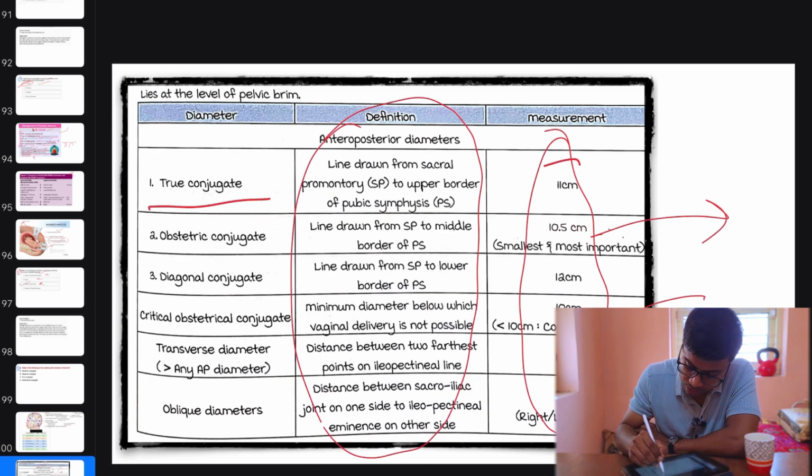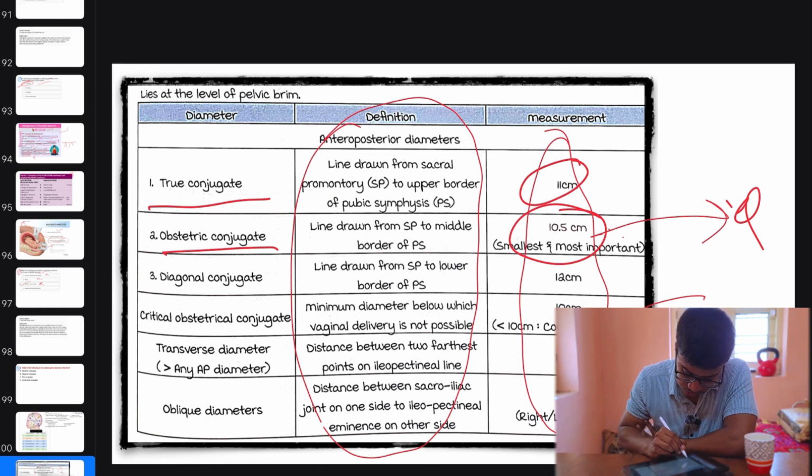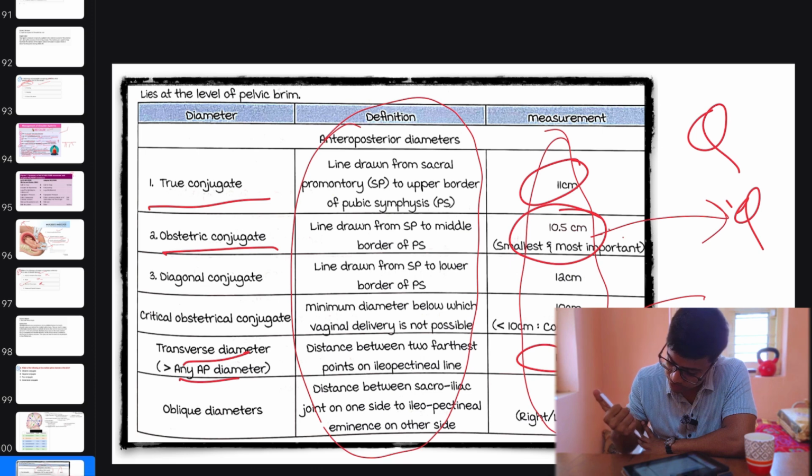True conjugate is 11 centimeter, obstetric conjugate 10.5, the smallest. So here is one question asked most of the time. You have to know two things, that is the smallest and the largest. Largest is the transverse diameter, in AP 13. So one more question. Oblique diameter 12 centimeter. So learn these facts and you will be able to solve this question.